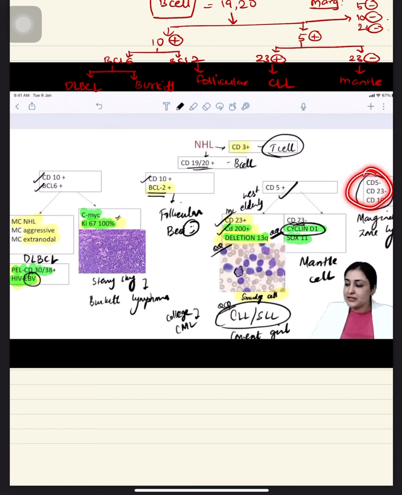Now if everything is negative, so you basically marginalize this person because everything is negative. CD5 is negative, CD10 is negative, CD23 is negative, so it's marginalized. That's why it is marginal zone lymphoma.